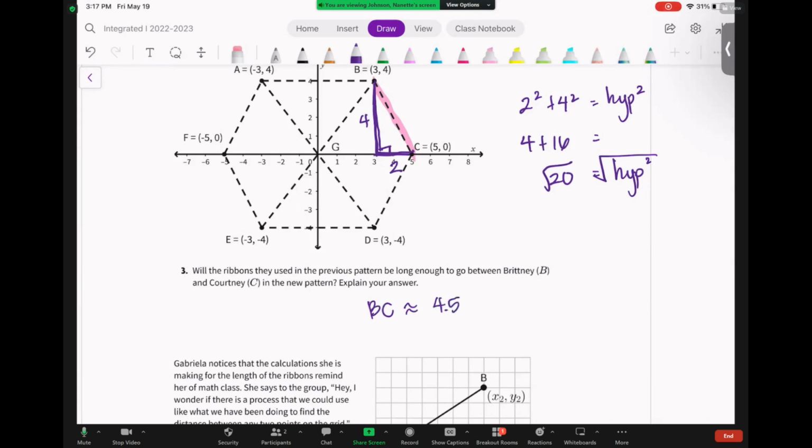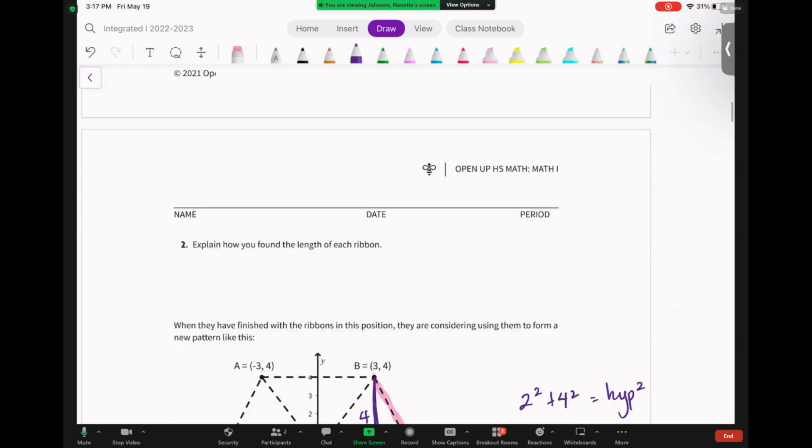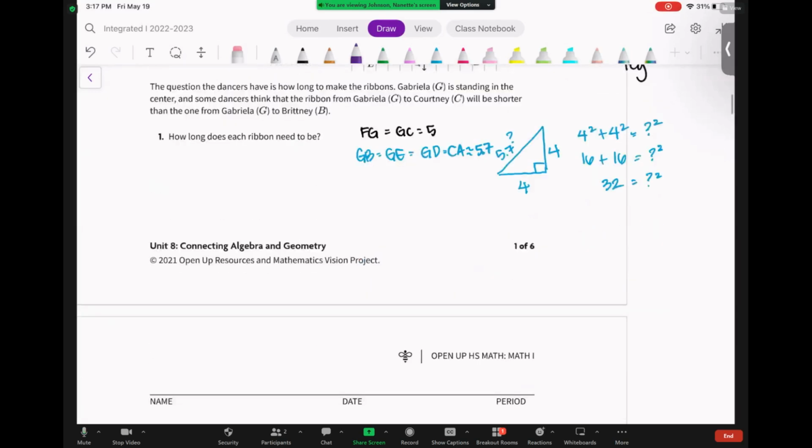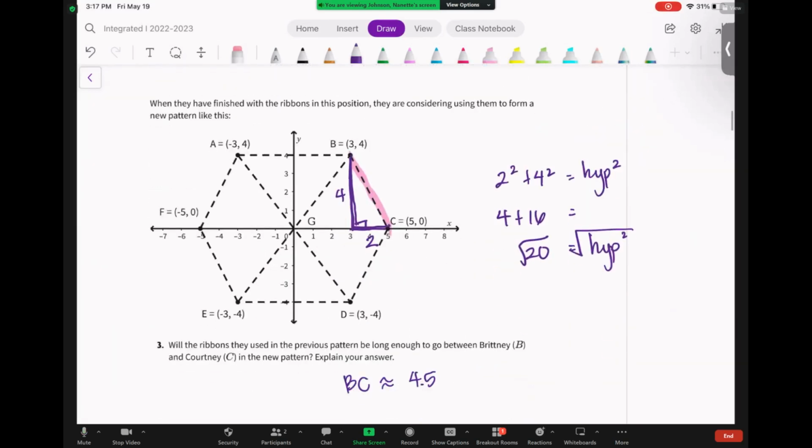Okay. And so are the ribbons going to be long enough? And the answer is yes, because so far in the other ones, it was 5 and 5.7. So if they're using them from here to here, then they would work.